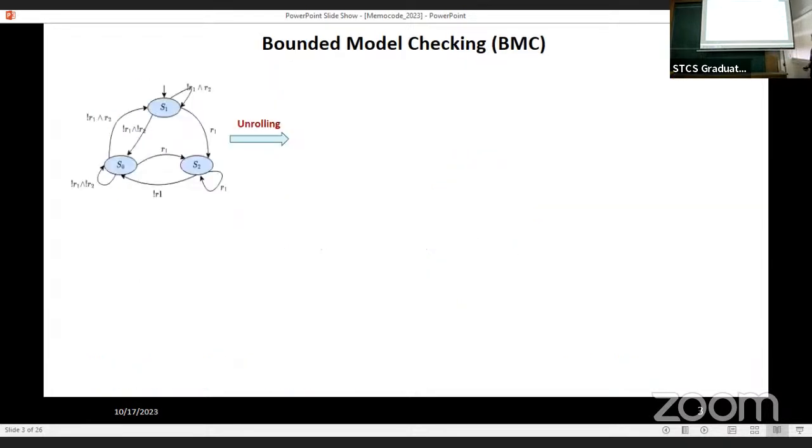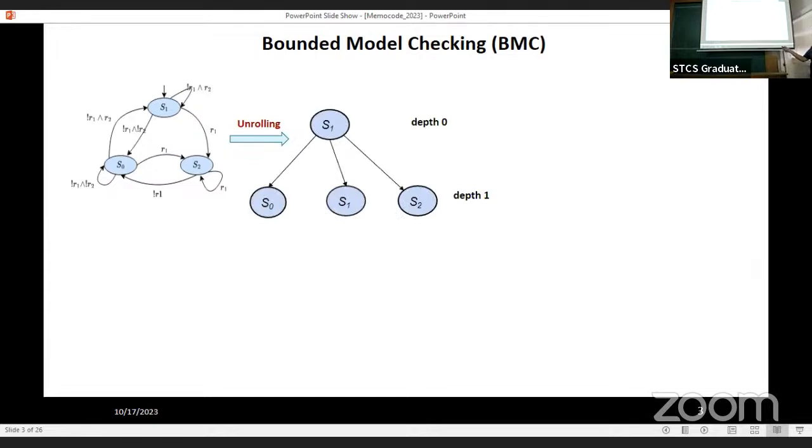Now, the way bounded model checking will typically solve this problem is, it will first take this state transition system and unroll it over time. So what do I mean by unrolling over time? Let's begin with the start state.